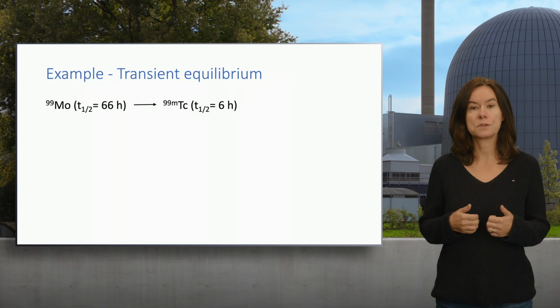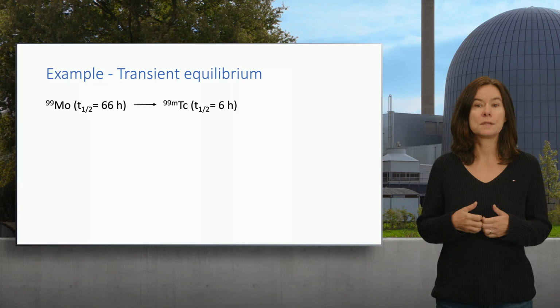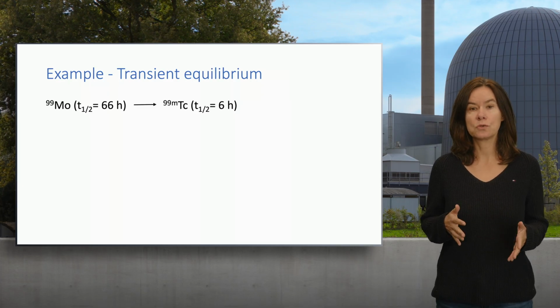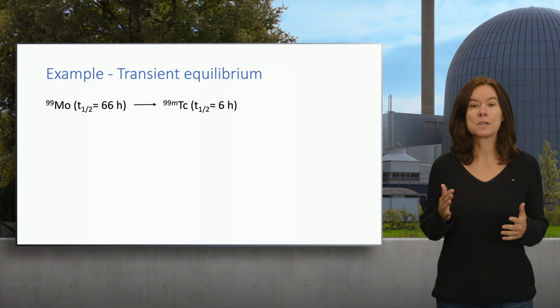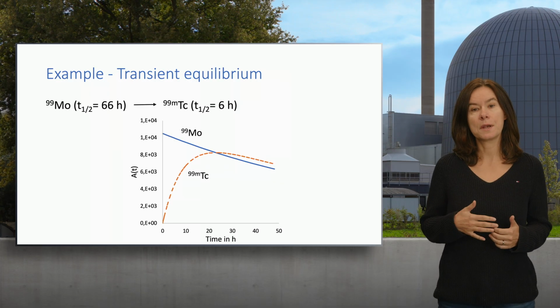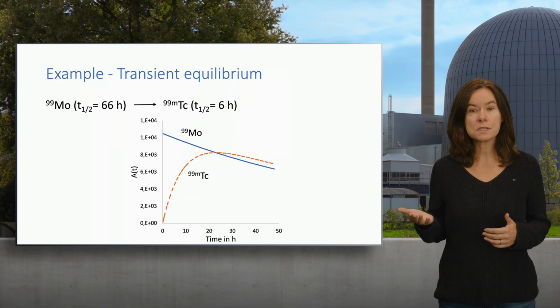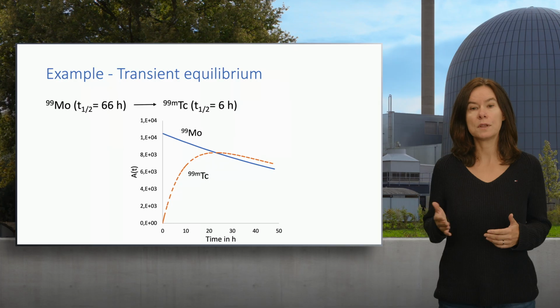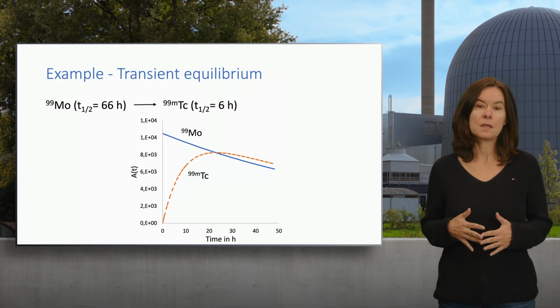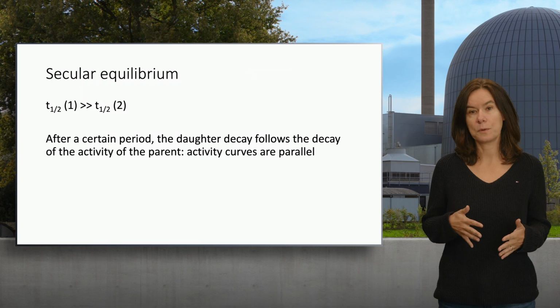An example of transient equilibrium is the mother molybdenum-99 with half-life of 66 hours, which decays to its daughter technetium-99m, which has a half-life of 6 hours. Here you can see how this pair behaves in transient equilibrium. The activity of the daughter first increases, then gradually levels off and follows the activity curve of the parent nuclide. Now let's examine the case of secular equilibrium.